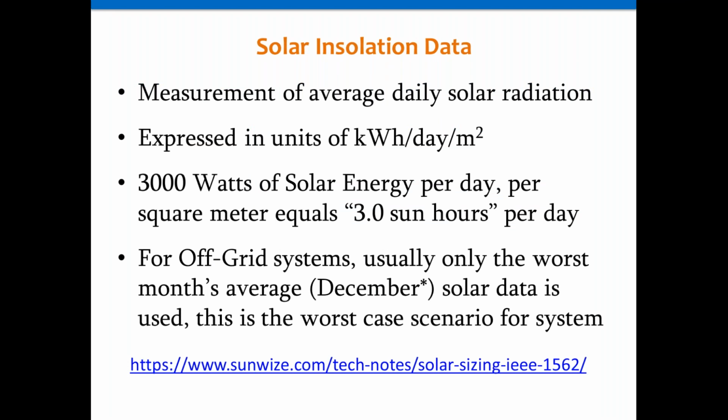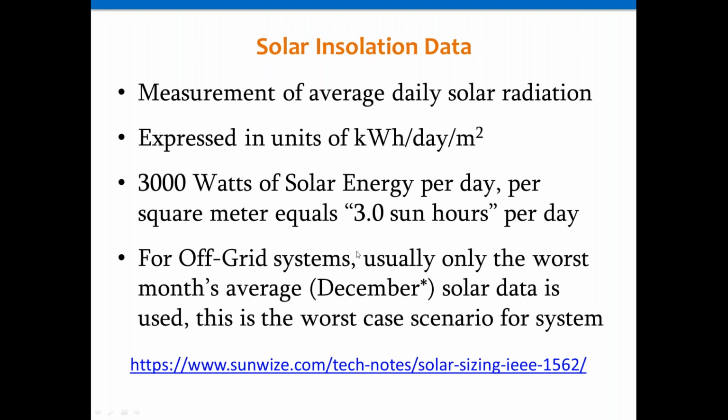So we're going to briefly talk about solar insolation data and what it means and how it's utilized in the tool. Solar insolation data is a measurement of average solar daily radiation. It's expressed in units of kilowatt hours per meter squared per day. So if we have 3,000 watts of solar energy that lands on a square meter over the course of the day, then we call this 3 sun hours.